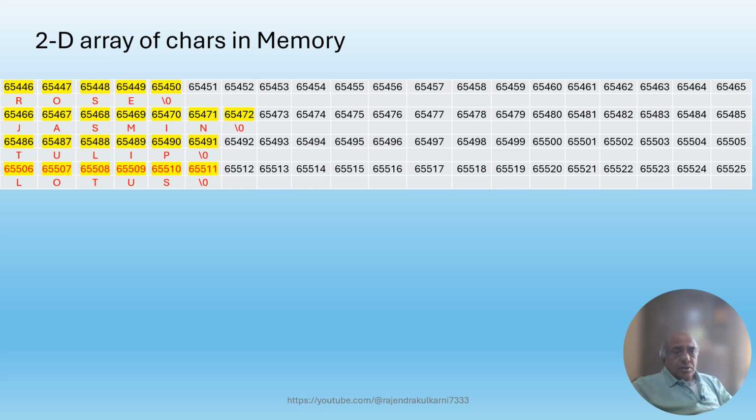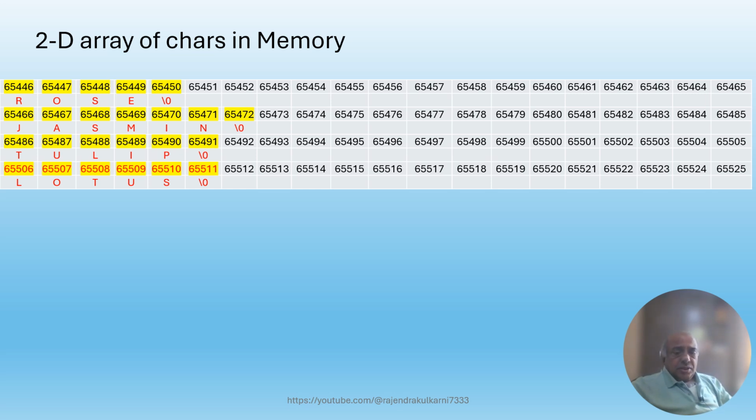Similarly, 65466 is the 0th memory location for the second element, the element number 1. If we call rows as element number 0, then this will be element number 1, which is the second element of the 2D string, which we have assigned with Jasmine. So these 1 2 3 4 5 6 7 memory locations will be used for storing the data.